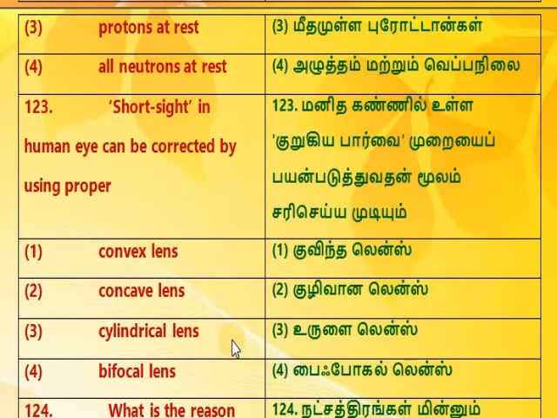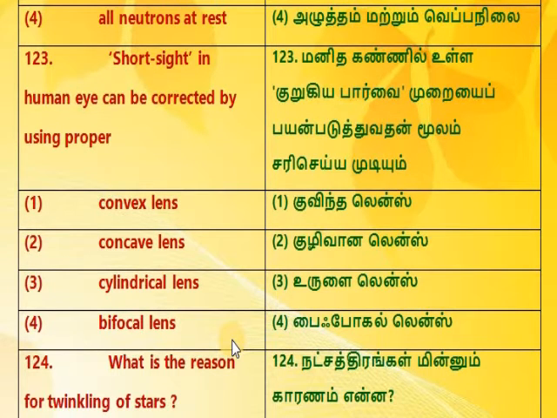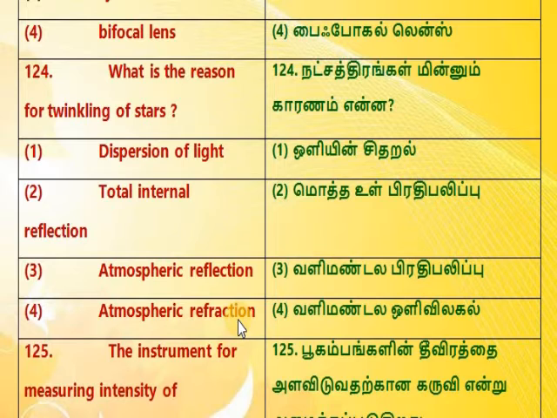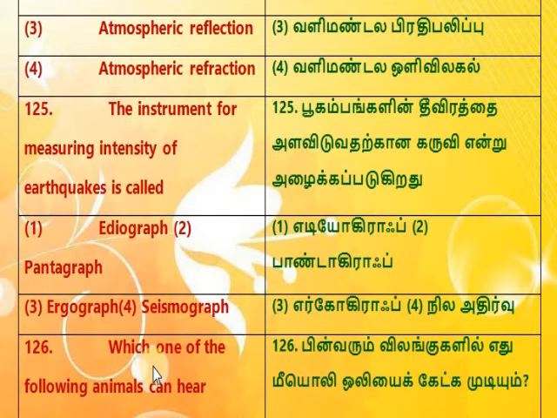123. Short sight in human eye can be corrected by using proper: 1. Convex lens, 2. Concave lens, 3. Cylindrical lens, 4. Bifocal lens. 124. What is the reason for twinkling of stars? 1. Dispersion of light, 2. Total internal reflection, 3. Atmospheric reflection, 4. Atmospheric refraction.